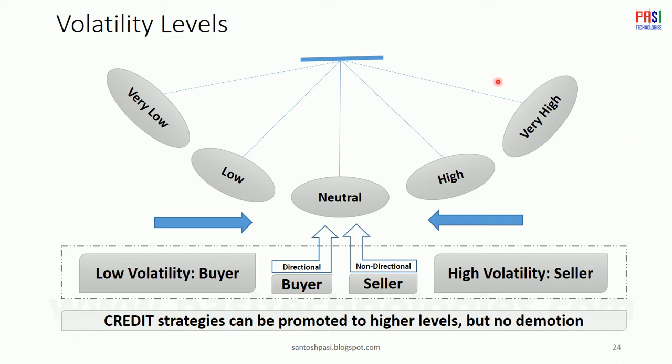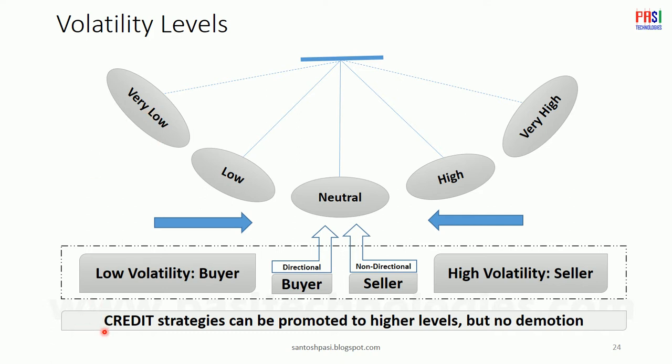So if my derivative market is showing that we are currently at the very high volatility level, then I would be strongly a seller. If my volatility level is shown as high, then we are sellers, but you have to be a little bit cautious. In case of neutral, I could be a buyer or a seller, but I have preferences here. If I'm going for directional strategies, I normally prefer to be a buyer, and if I'm going for non-directional strategies, I would prefer to be a seller. And if my volatility level is low, then I would be a buyer, and if it is very low, then I will be strongly a buyer.